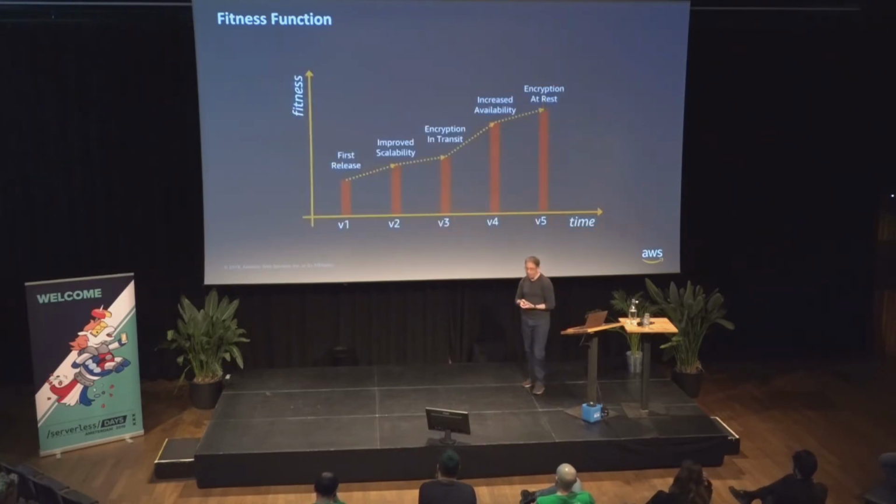Ideally, if I create this fitness function for all the releases of my application, I can have a graph like this that tells me, OK, this is my first release. Then I focused on improving the scalability, and this gave me a little bit more score in the fitness. Then I implemented the encryption in transit. Then I increased the availability, managing the state in a different way.